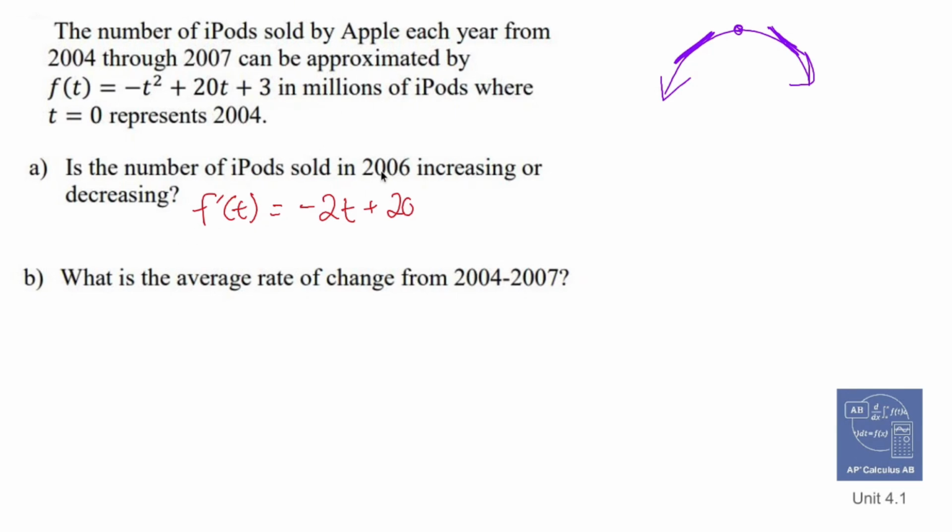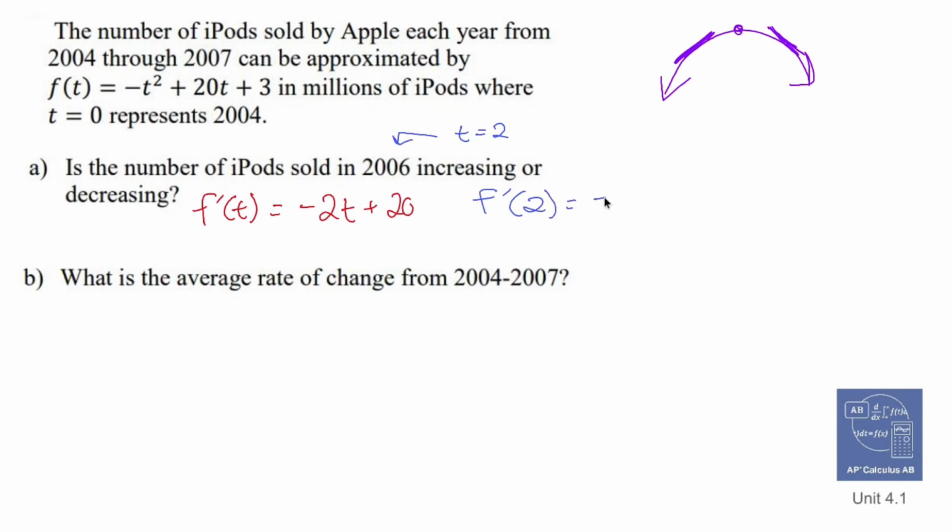Now I care about 2006. Does that mean I plug in 2006? No, no, no. 0 is 2004. So 2006 implies that t equals 2, because it's 2 years later. So I'm going to find f prime of 2.